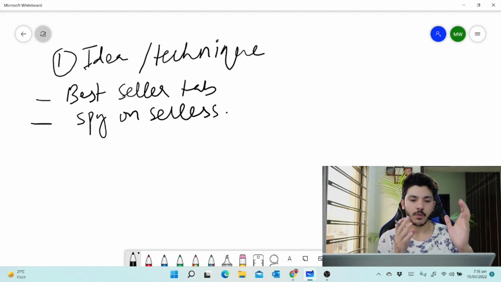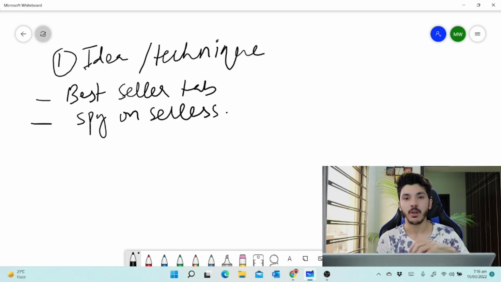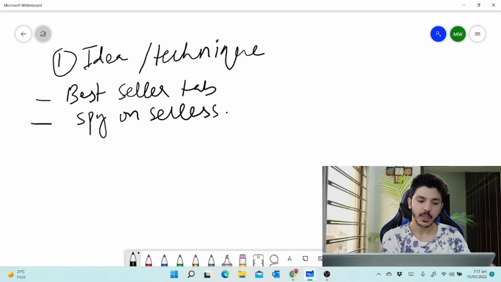This is one of the most popular methods used by product researchers who find products on Amazon, that they spy on the sellers and try to see what sellers are selling on Amazon. Now move to the next step.